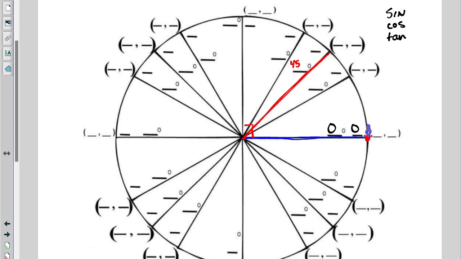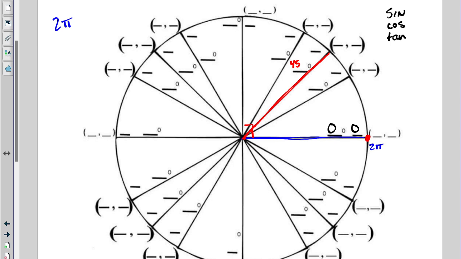Well, let's think about it big picture. How long would it take me to travel all the way around the circle? If the radius of this circle is 1 unit, well, we know that the circumference of a circle is 2 pi r, 2 times the radius times pi. Well, the radius is just 1, which means that the entire distance around the circle is just 2 pi radians, okay?